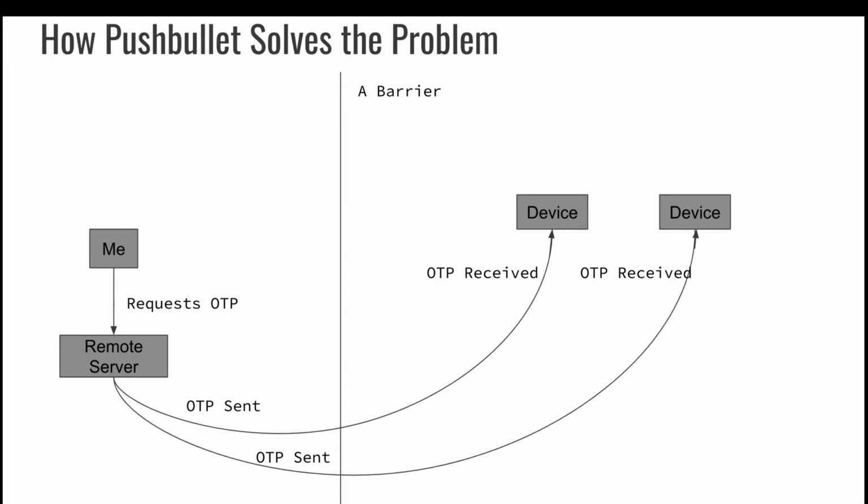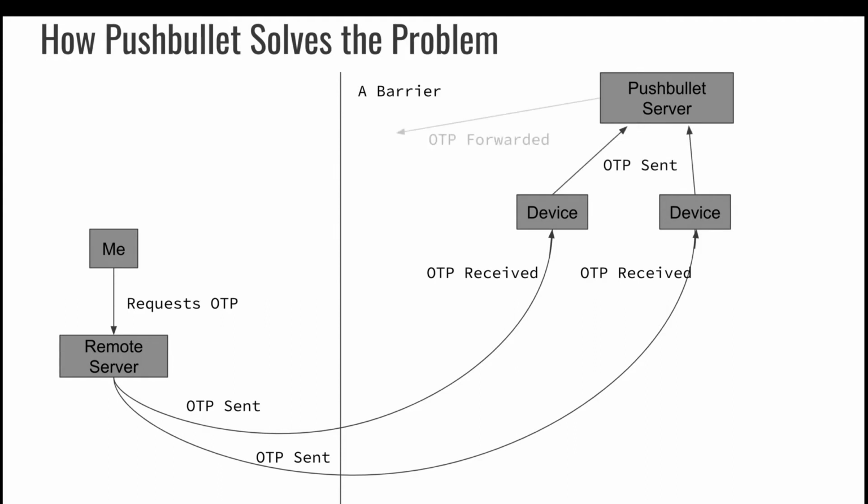But now there is a new player in this flow. There is a Pushbullet server. So when you install the Pushbullet app for the first time, it asks for all the necessary permissions for sending push notifications, accessing your messages, calls, so that when a message is received, it can send those messages over to the Pushbullet server and you can access them from your browser. So when the OTP is received on the devices, they send that OTP to the Pushbullet server, and the Pushbullet server forwards that OTP on to your browser, and you can directly read it from there.